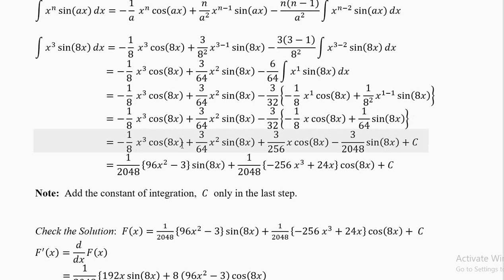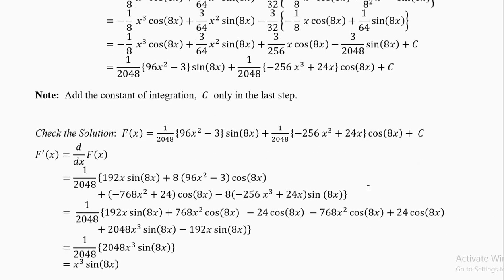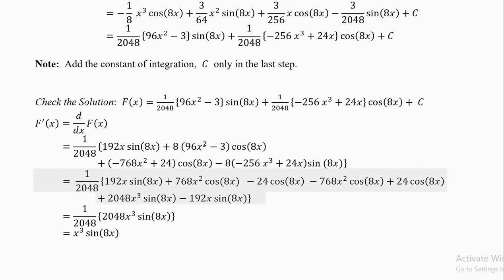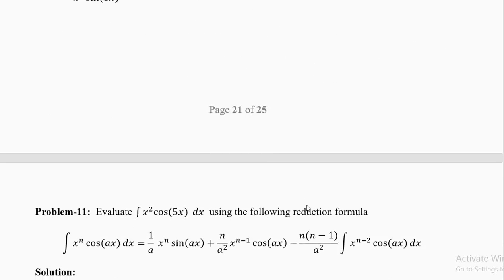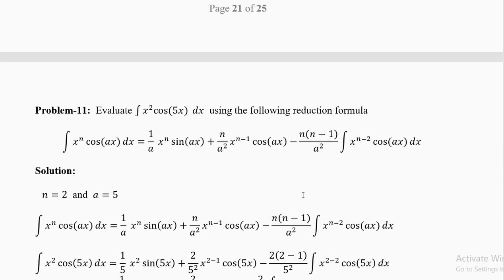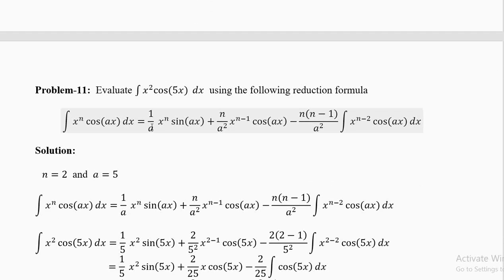Multiply all these numbers, take them common, you get very big numbers. You can use calculators if you so wish, and then again keep sine and cosine outside and the polynomial inside the bracket. And it will take 4 lines to check your differentiation. Check by differentiation. Now one more question.